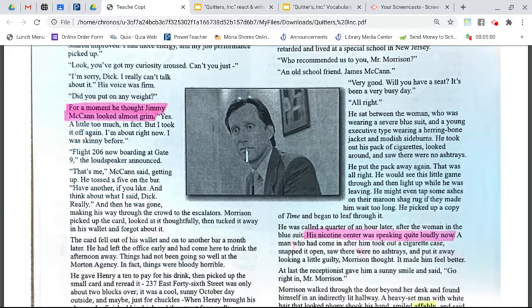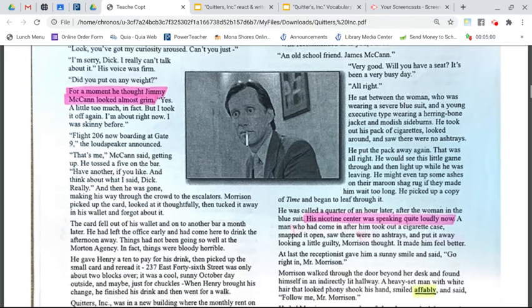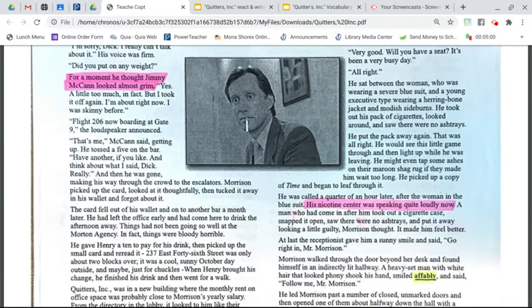Flight 206, now boarding at gate 9, the loudspeaker announced. That's me, McCann said, getting up. He tossed a 5 on the bar. Have another if you like. And think about what I said, Dick, really. And then he was gone, making his way through the crowd to the escalators. Morrison picked up the card, looked at it thoughtfully, then tucked it away in his wallet and forgot about it.